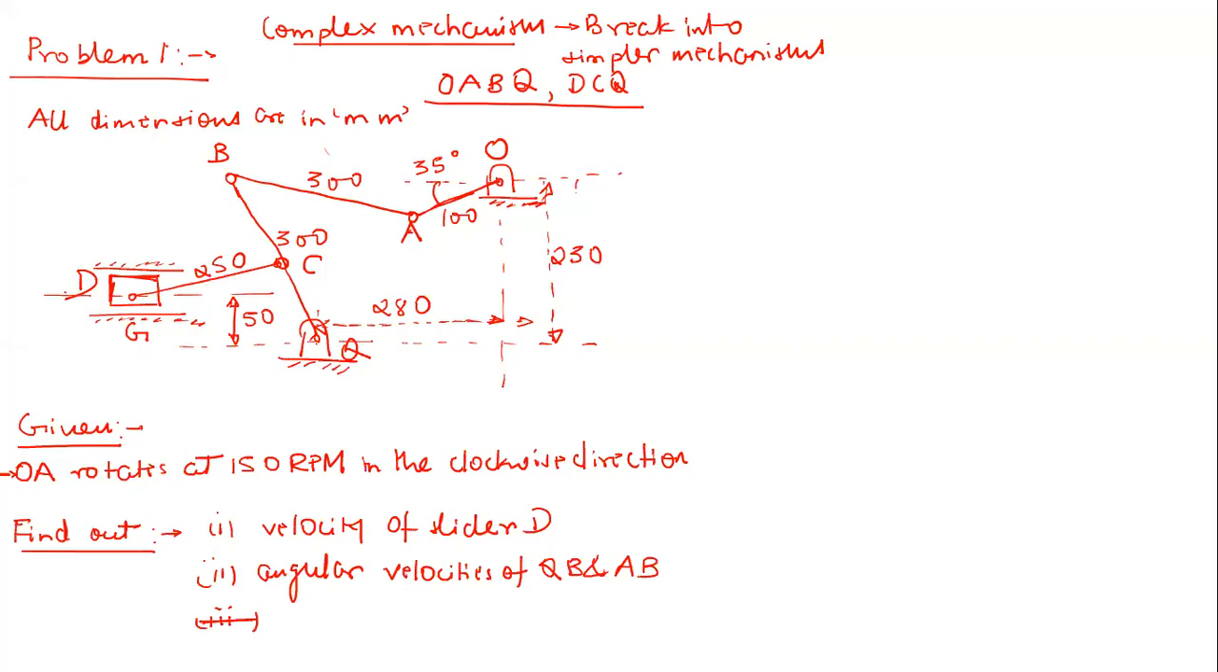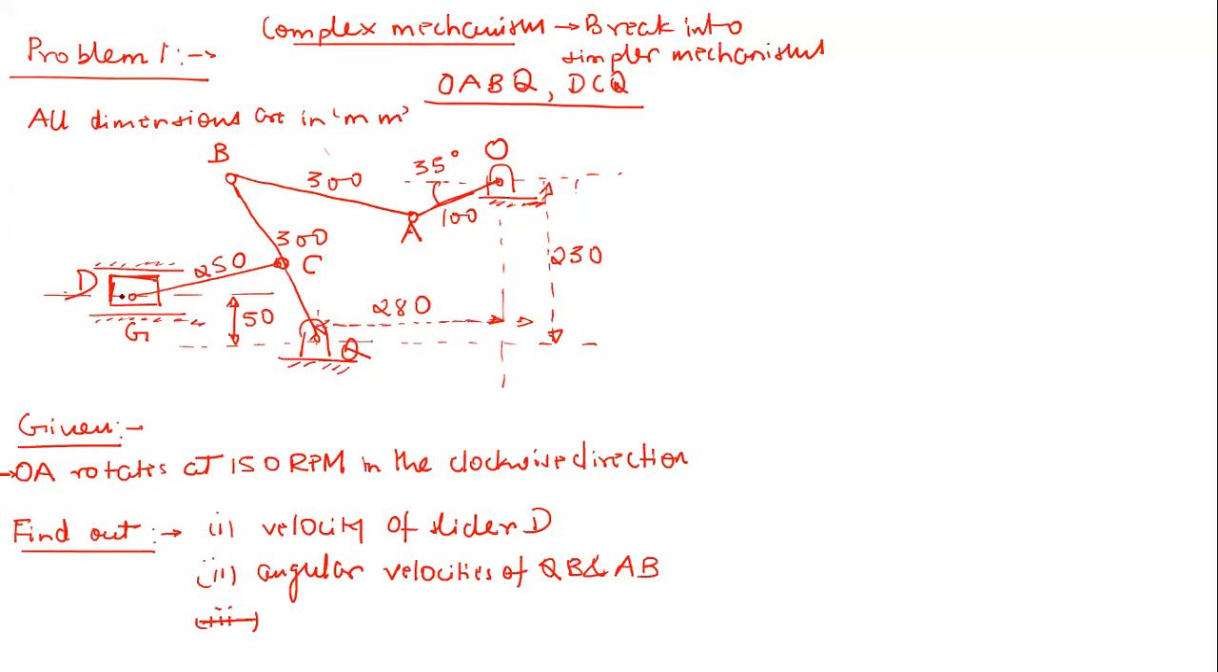See, it's very easy. Always remember, whenever you break a complex mechanism into simpler mechanisms, you have to first follow which are the closed loops and where the link is fixed, right? So if you see here, OABQ, OABQA, it is going to form a closed loop. And again, the link OQ of this closed loop is fixed. So it can be treated as an individual mechanism.